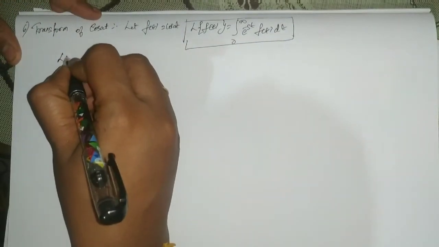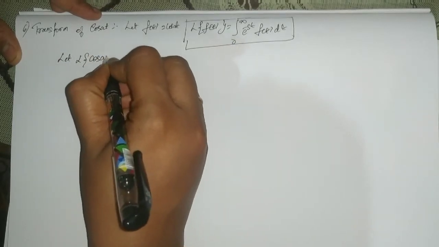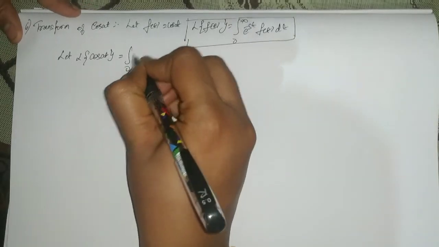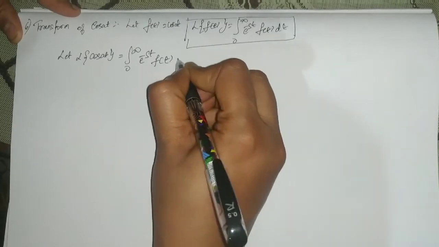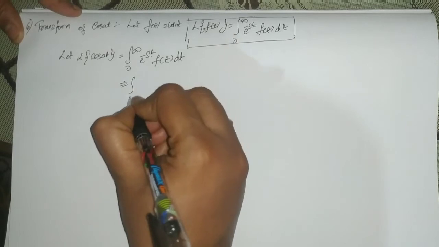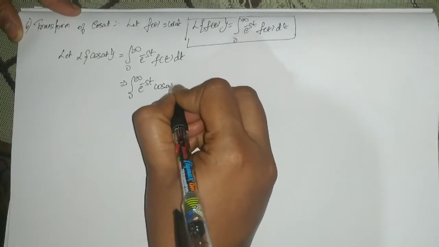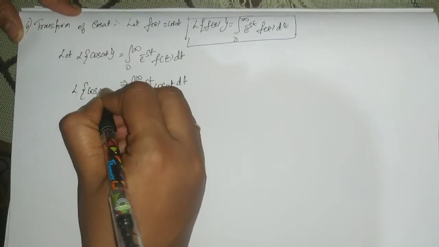So we have, let Laplace of cos at be equal to integral 0 to infinity e power minus st f of t into dt. Instead of f of t I am going to replace it by cos at into dt. So this is the Laplace transform of cos at.